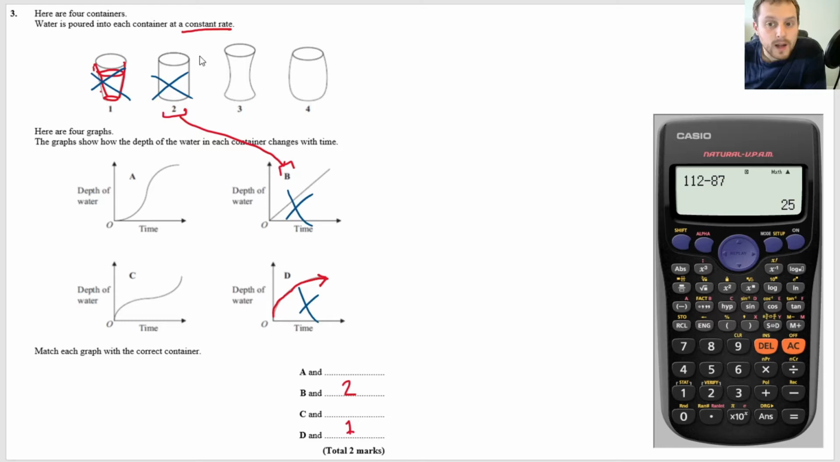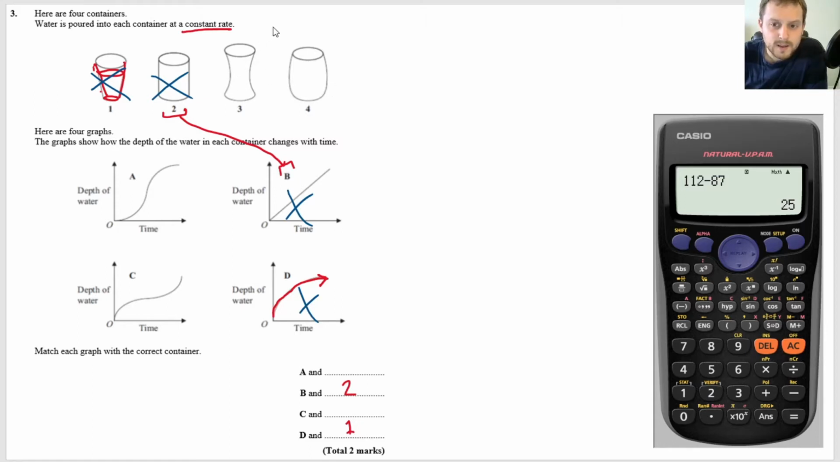And then we're going to look at number 3 and number 4. So we just have to figure out the difference between number 3 and number 4. So number 3 is going to start off slow and then speed up, because if you were pouring water into something very thin, the depth will go up really quickly. Whereas if it was really wide, it would go up really slowly. So if you notice, number 3 starts off slow, then speeds up, and then finishes slow. Whereas number 4 starts off fast, gets slower, and then faster again.